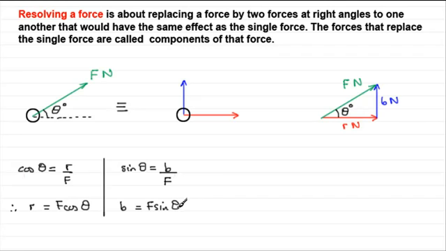So we can mark in these two components. We can see the size of them. The red component here is F cos theta, and that will be measured in newtons, and this component, the blue component, will be F sine theta newtons.